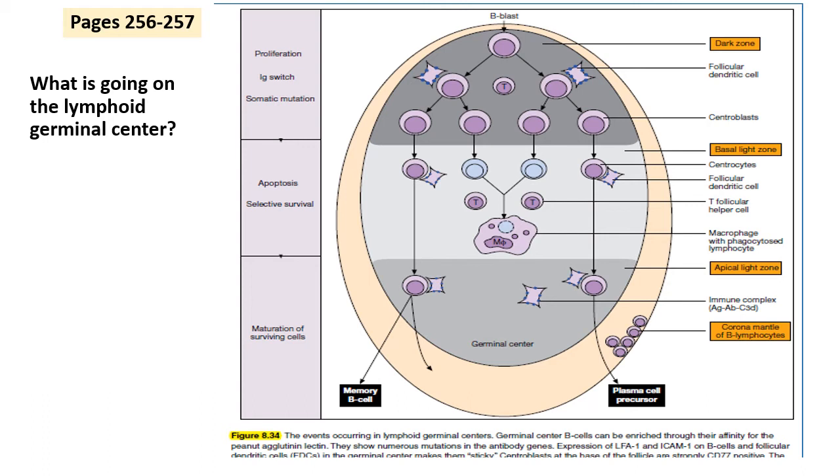Now let me ask a question. What is the reason for the separation of B cells into light and dark zones within the germinal center? Why is there separation between these two zones? The answer is to minimize antigen depletion, because otherwise the antigen will be depleted and the whole process will be confused.